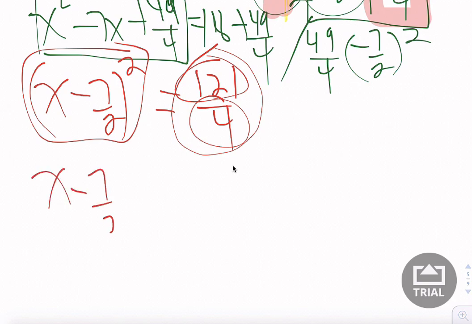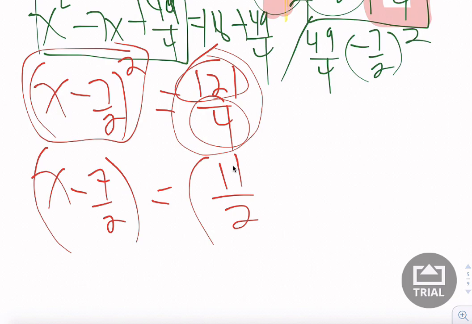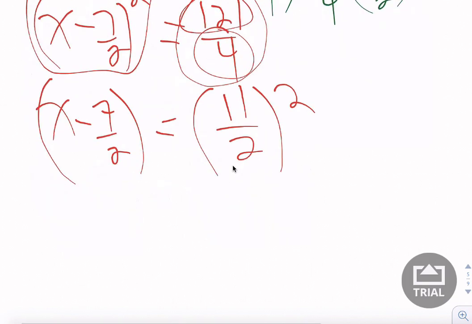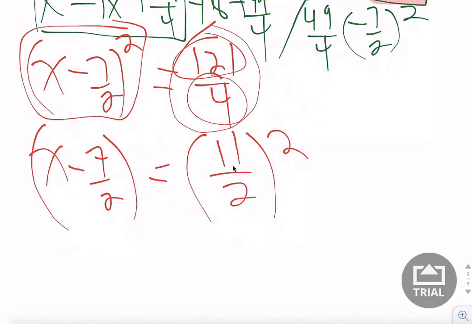X minus 7 over 2 squared equals 11 over 2 squared, right? But the thing is it's plus and minus, right? Because I could square 11 over 2 or negative 11 over 2, and I would still get 121 over 4. Whoops, I forgot my square right there as well.